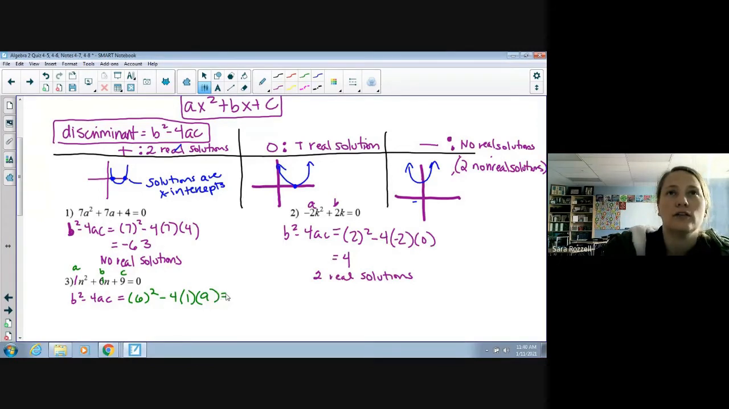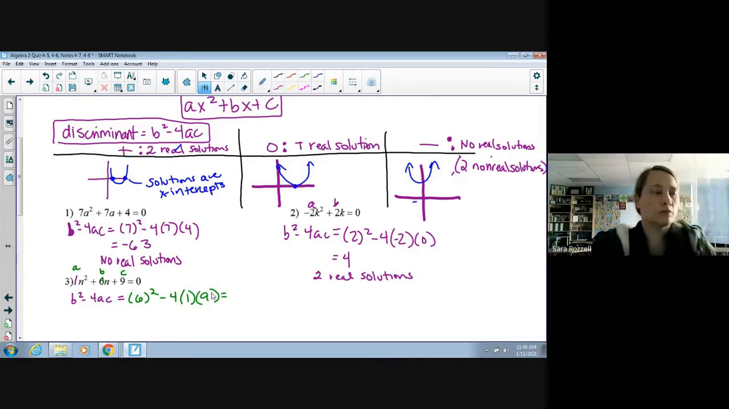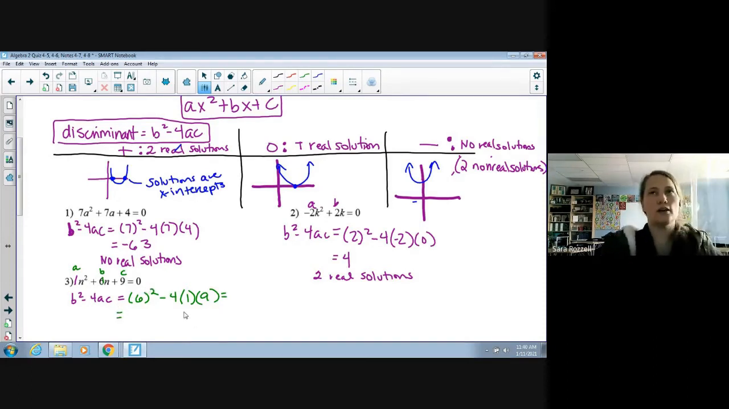Anna, zoom in a little. It's just a little blurry. Canitria, you got it set up right, but let's see what happens now, okay? So we did 6 squared minus 4 times 1 times 9. Saja, good job. Donovan, go ahead and evaluate that. What did we get when we did 6 squared minus 4 times 1 times 9?